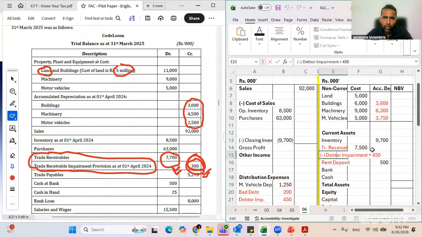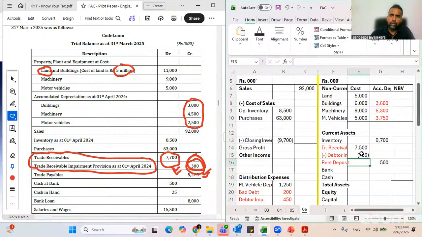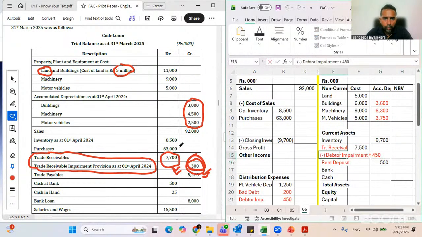Debt impairment 450 plus 300. Altogether I have to deduct 450 plus 300, so I have to deduct 7,500. So this 450 plus 300, entirely I am deducting 750.